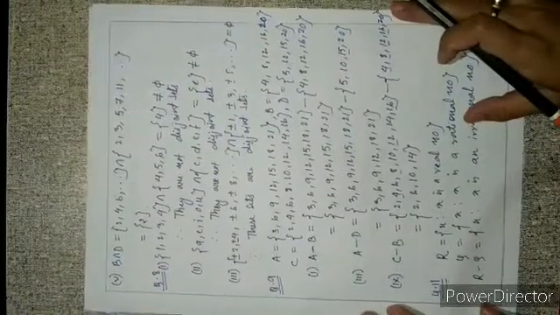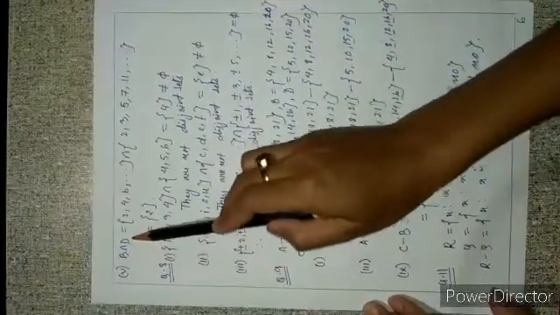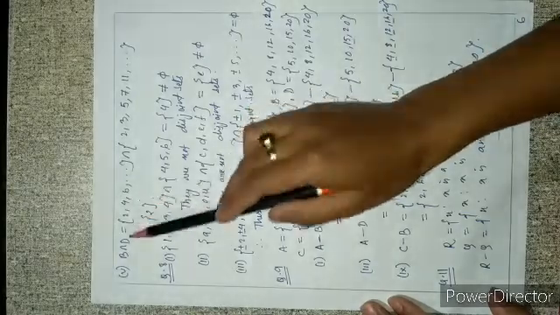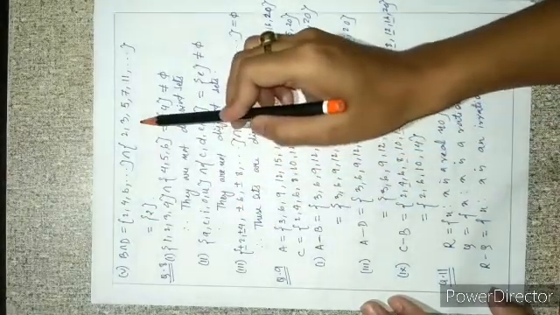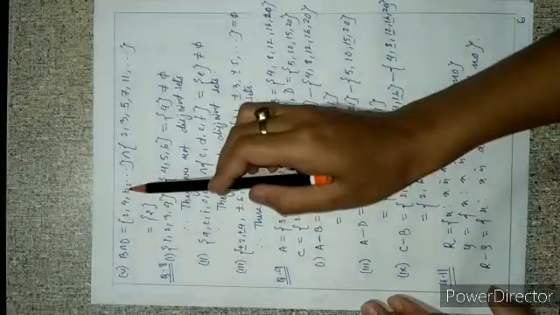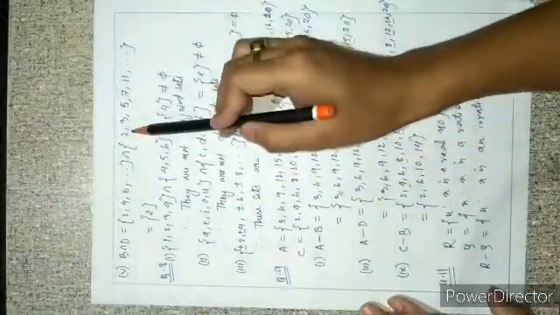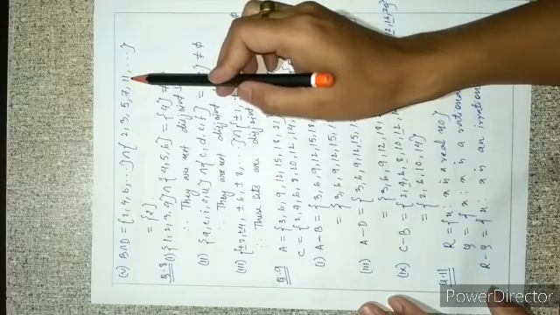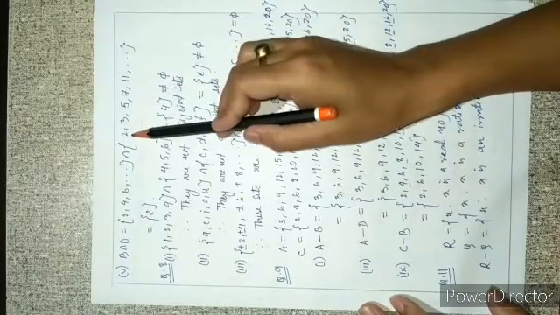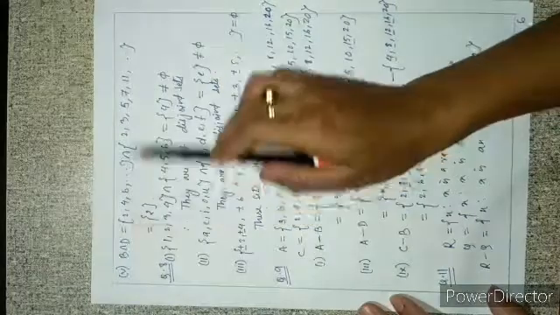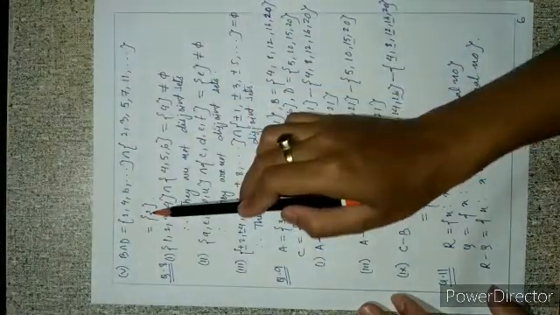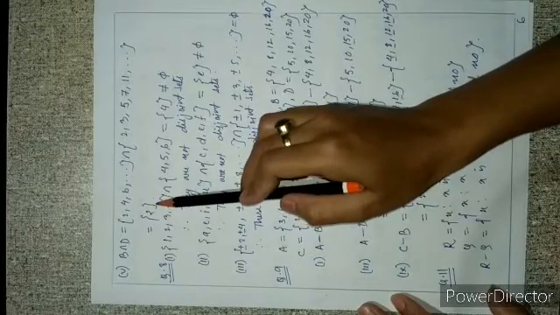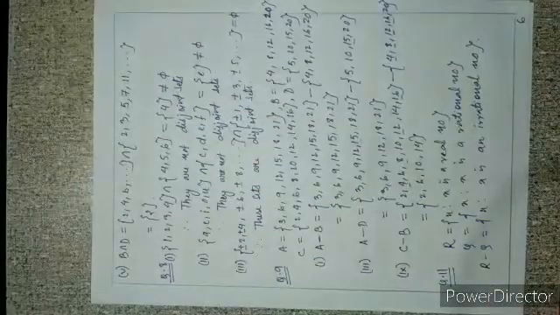Next, Roman number 5. Find B intersection D. B means the set of even natural numbers, and D represents the set of prime numbers. Even numbers are 2, 4, 6, 8, 12. Prime numbers are 2, 3, 5, 7. Since all the prime numbers are odd numbers except 2, 2 is the only even prime number, so the intersection set has only 2. Intersection of B and D is the singleton set having element 2 only.